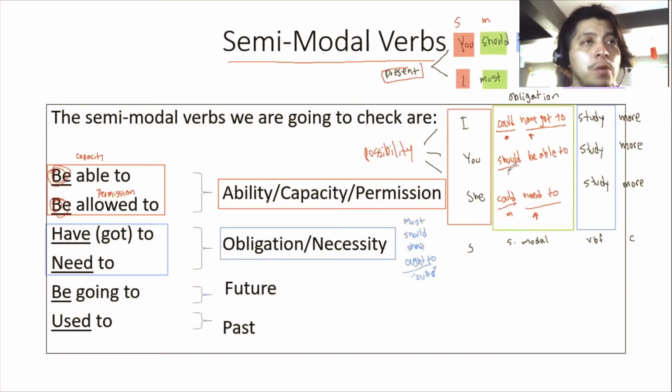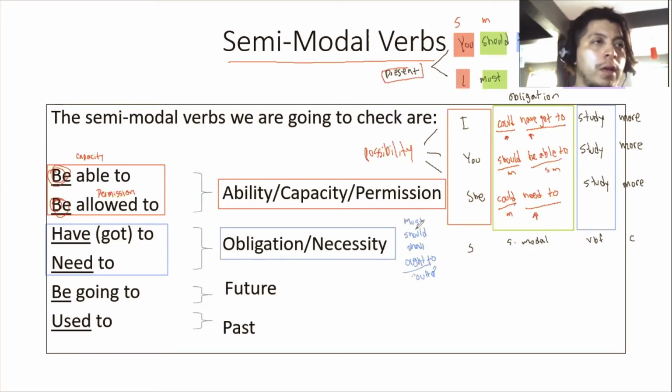In this case, this modal verb is telling me obligation, and the semi-modal verb is telling me ability or capacity. So I have the obligation to have the capacity to study more. You should be able to study more. I have the necessity of being able to study more. I have the necessity of having the ability or the permission or the possibility or the capacity. So you can switch them.